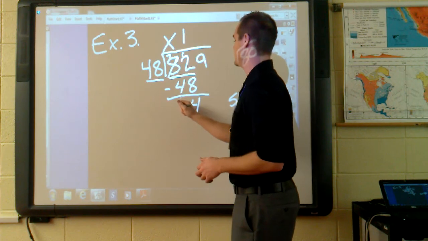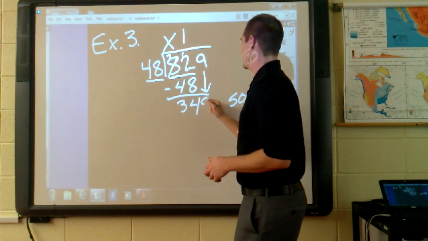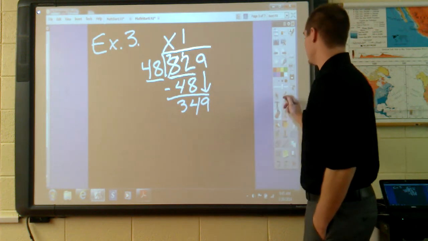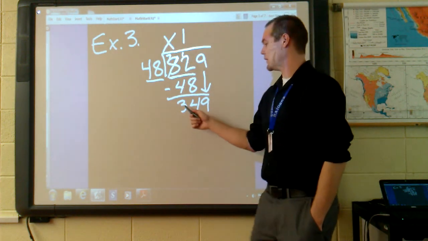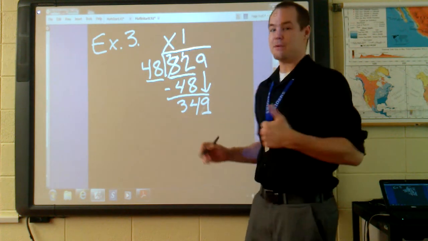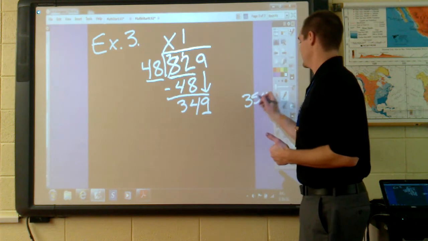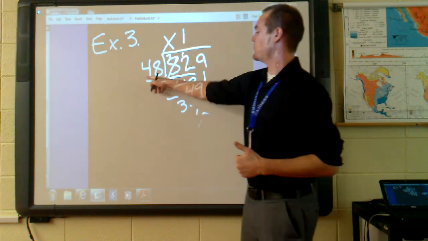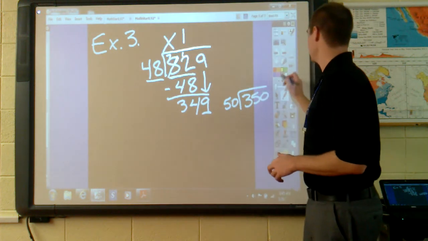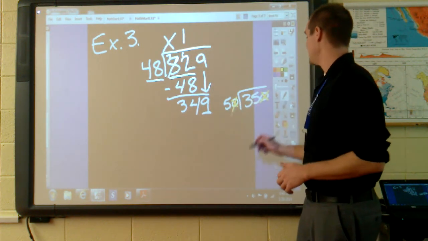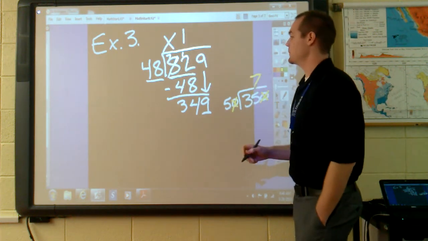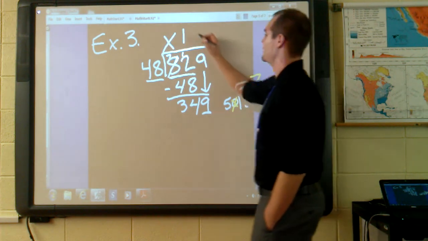7 minus 4 is 3. We bring down our 9. Now again, this is where this method will be very, very helpful for us. Let's round 349 to the nearest 10. This 9 tells me to round up to 350. The 48, again, just rounds up to 50. Now let's get rid of the 0 here and ask ourselves, how many times does 5 go into 35? Well, I know that it's 7 times. So let's start with that number and see if it works.